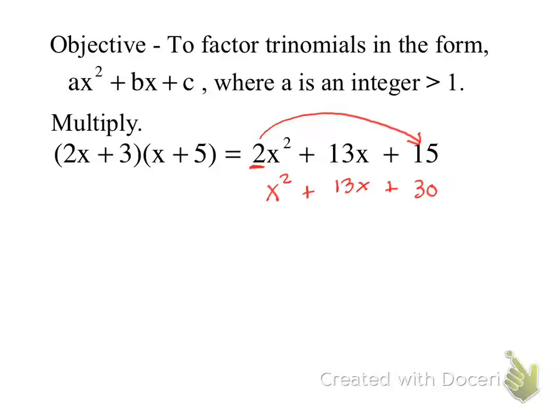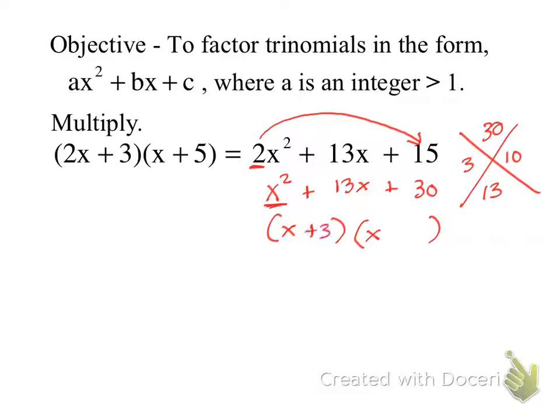Now I can say, what multiplies to 30 and adds to 13? 10 and 3. Positive 10, positive 3. And now we're going to factor like normal. What's the root of x squared? X. So I'm going to place an x and an x. And now I'm going to do plus 3 and plus 10.